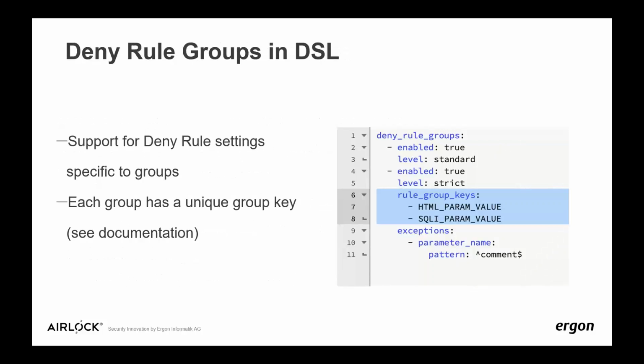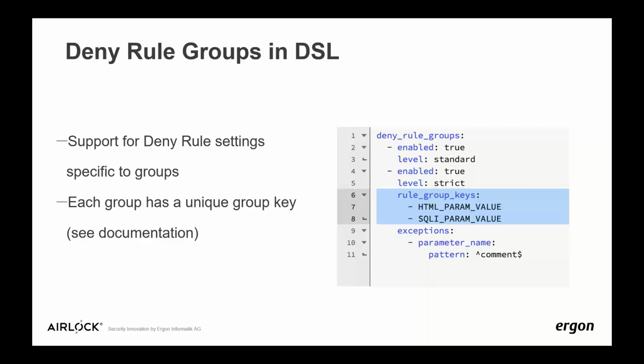Another change is the support for deny rule settings specific to groups. What we did is every group has a unique group key. You can see that in the documentation. When you want to change something on a whole group, you can reference the group key and therefore don't have to reference every deny rule by itself. There are also changes with the allow rules.